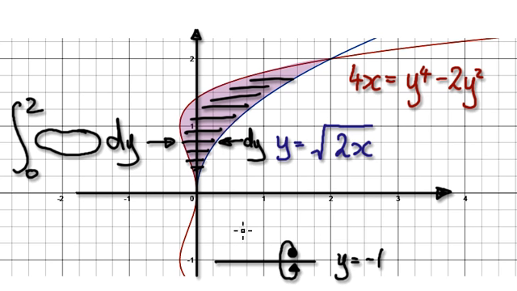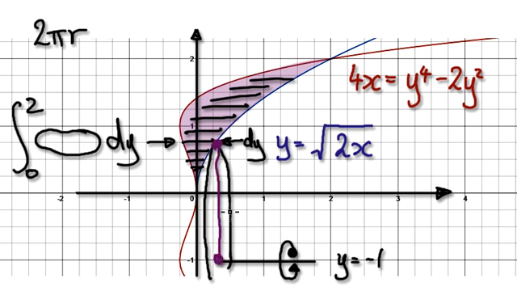Now we need to know the circumference of this circle here. The circumference of this circle would be 2 pi r. But what is r? r is the radius from here to here. So what is this length here? Because this r here is this r. So we need to find out the radius from here to here.